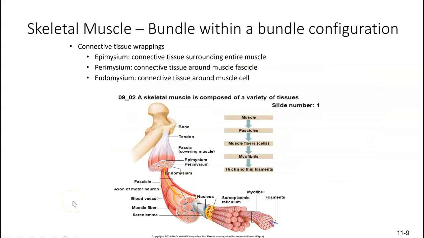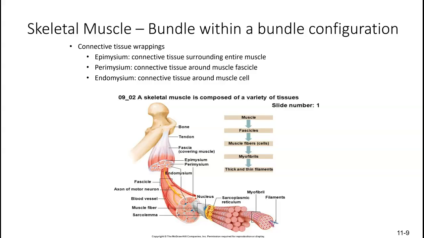Then we got into the muscular system, and we mostly talked about skeletal muscle. At the end, we did a little comparison between skeletal, cardiac, and smooth muscle. So the first thing that we talked about is that skeletal muscle is this bundle within a bundle configuration. So around these bundles, we have these rubber bands, as I call them, or connective tissue.